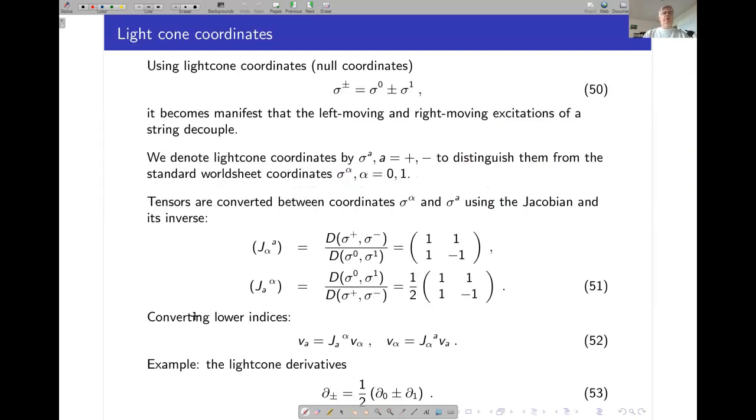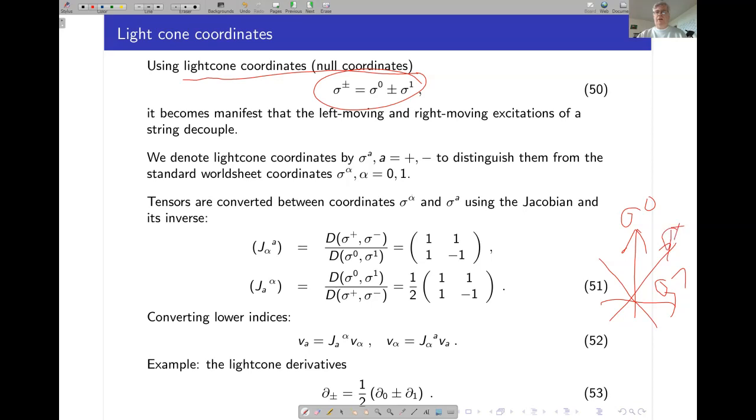Now let's go to the topic of light-cone coordinates. So the structure that we see, with a two-dimensional wave equation and its general solution, suggests that it is sometimes useful to use light-cone coordinates or null coordinates, which are these linear combinations of the worldsheet time and worldsheet space. So if you draw a picture, if sigma 0 is our time direction and sigma 1 is our space direction, we now take coordinates which run along the light cone, and that often leads to important simplifications.